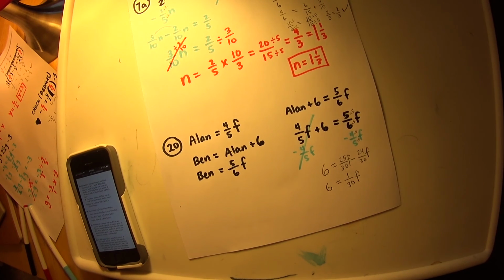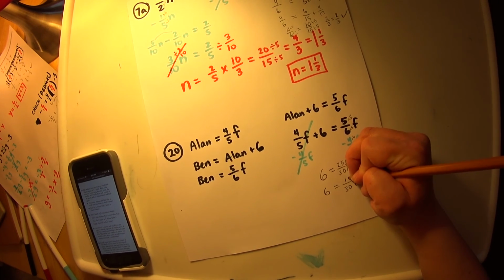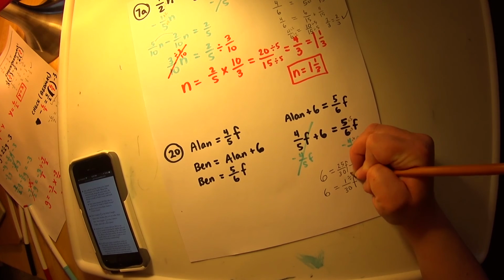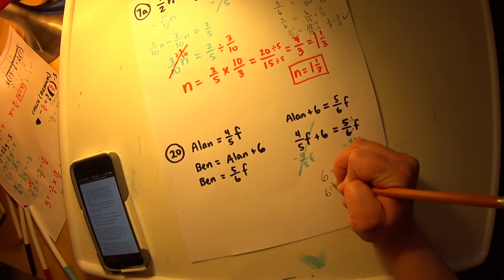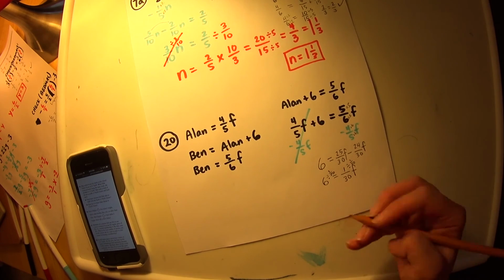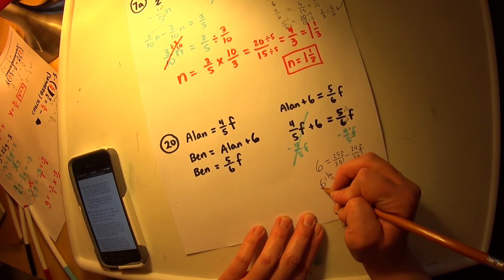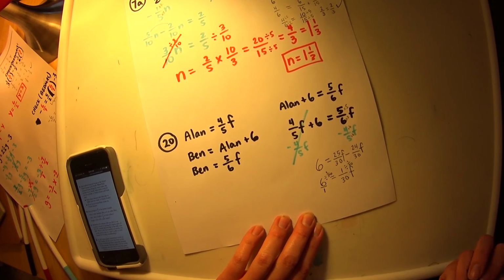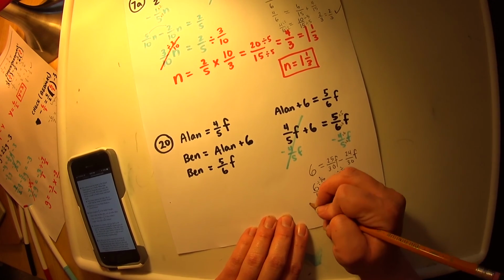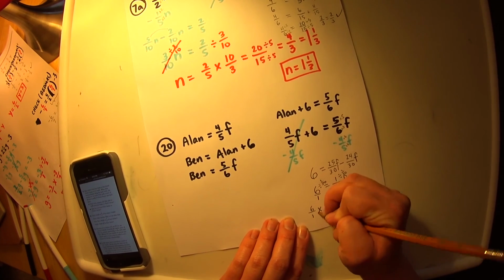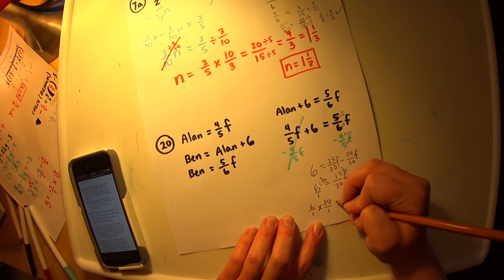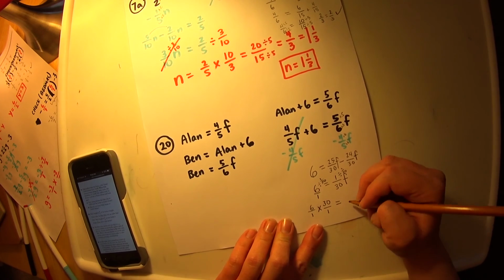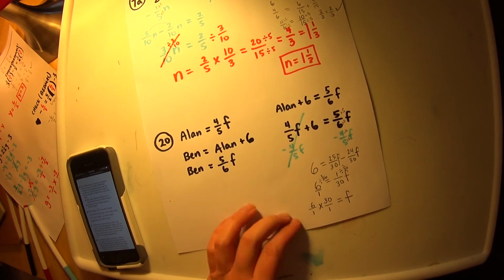1 over 30 f. Opposite of multiplying by 1/30 would be to divide by 1/30. Same thing to the other side, divide by 1/30. So here's what I end up with. 6 over 1, of course, make them both into fractions. Keep, kiss, flip the other one over. And on the right side, I'm left with just a single f.